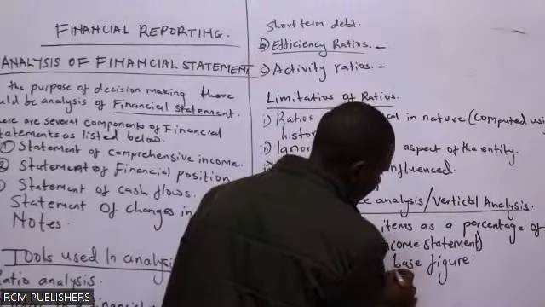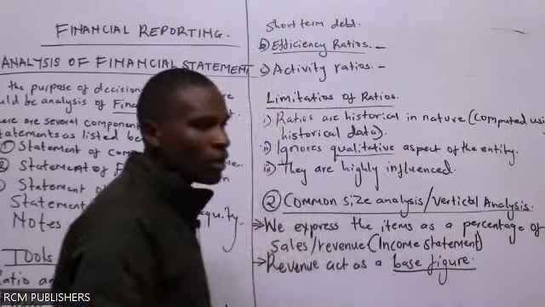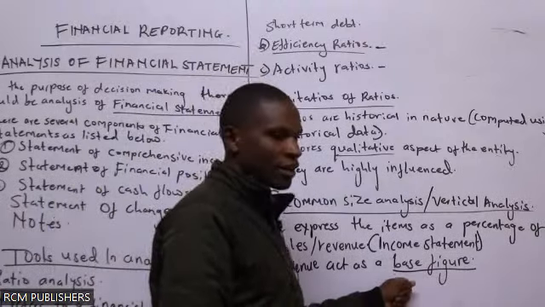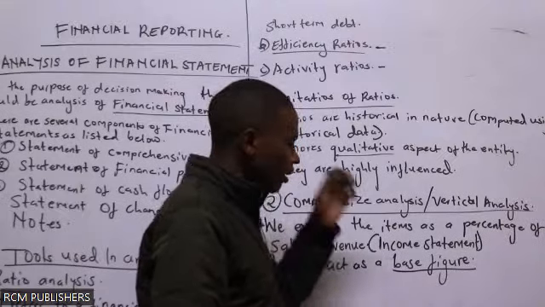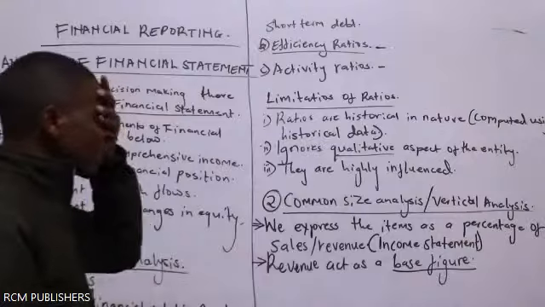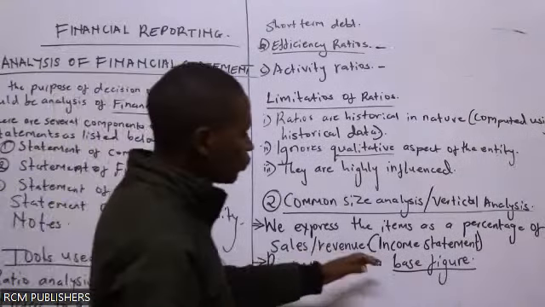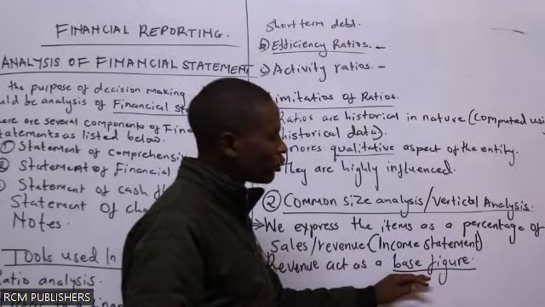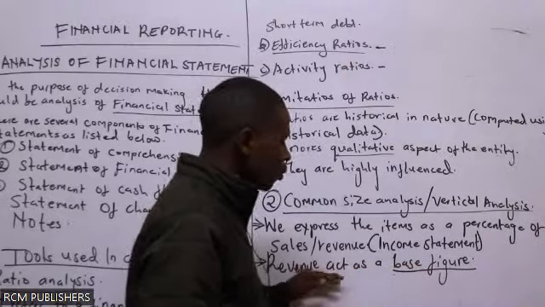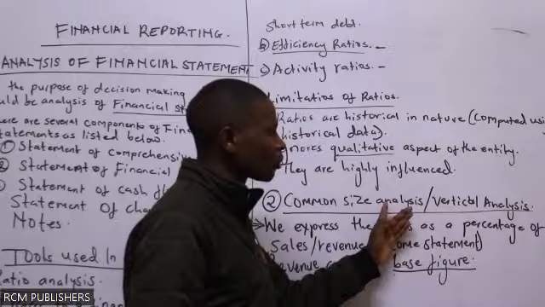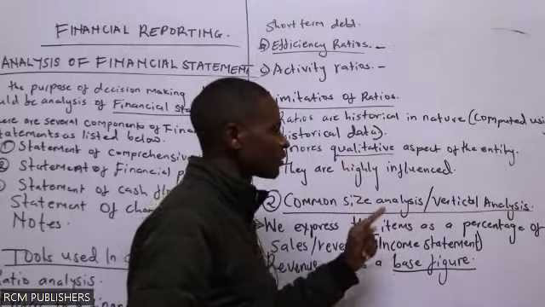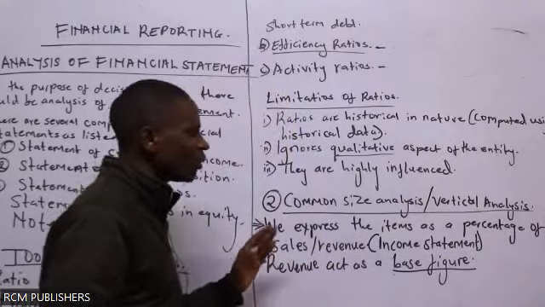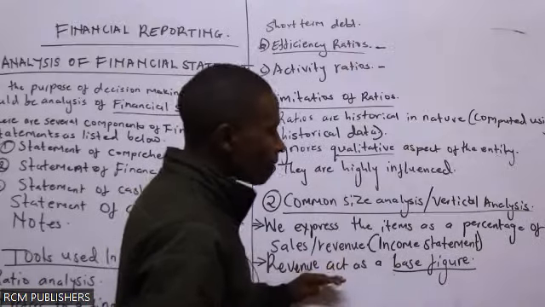Please, if you have a highlighter, I told you people you should have your own highlighter, either a yellow highlighter or a green highlighter, depending on your favorite color, so that you're able to underline these. These are very, very important terms for you to remember: that revenue always acts as a base figure as far as common size analysis is concerned. Are we together? I'll show you what I mean by revenue being the base figure.